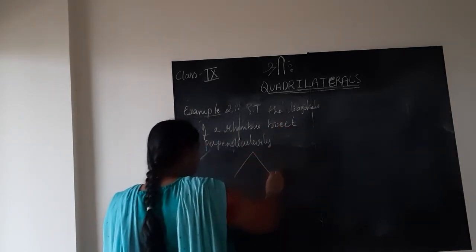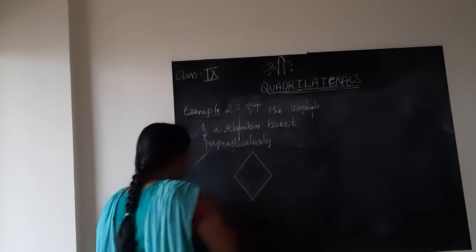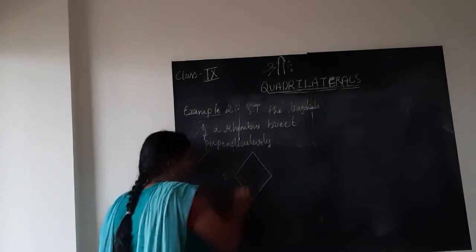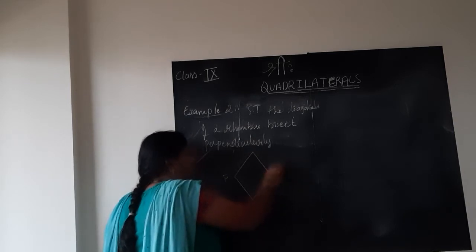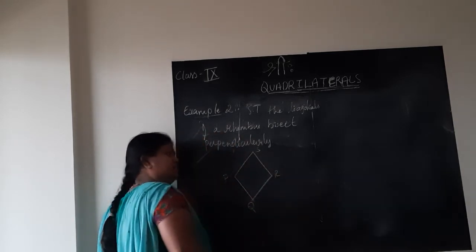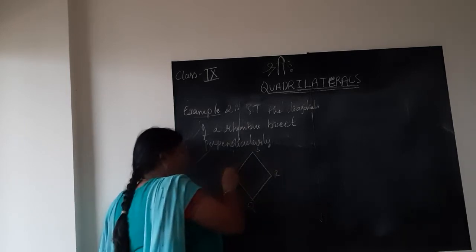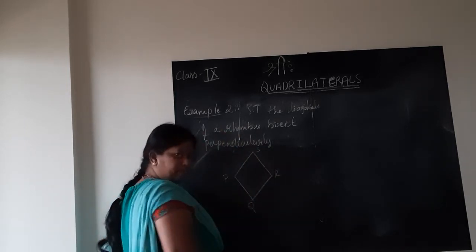This is the rhombus. Sarina, why ABCD always? There are other letters as well in the alphabet. I will take PQRS. You want to choose any other? Yes, of course you can. Now PQRS is a rhombus.